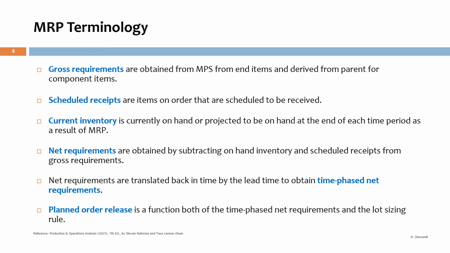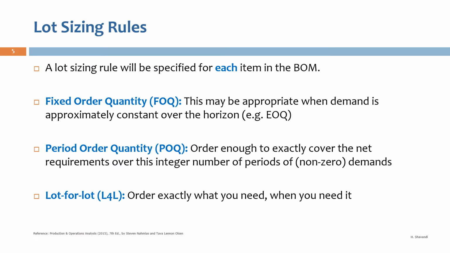As you remember, in section 1 we had an example for MRP calculations. As you saw there, we learned how we can calculate the gross requirements and scheduled receipts, and then consider scheduled receipts and current inventory in order to calculate net requirements. And then by considering the lead time, we obtain the time-phased net requirements, and then at the end we obtain our plan for order releases.